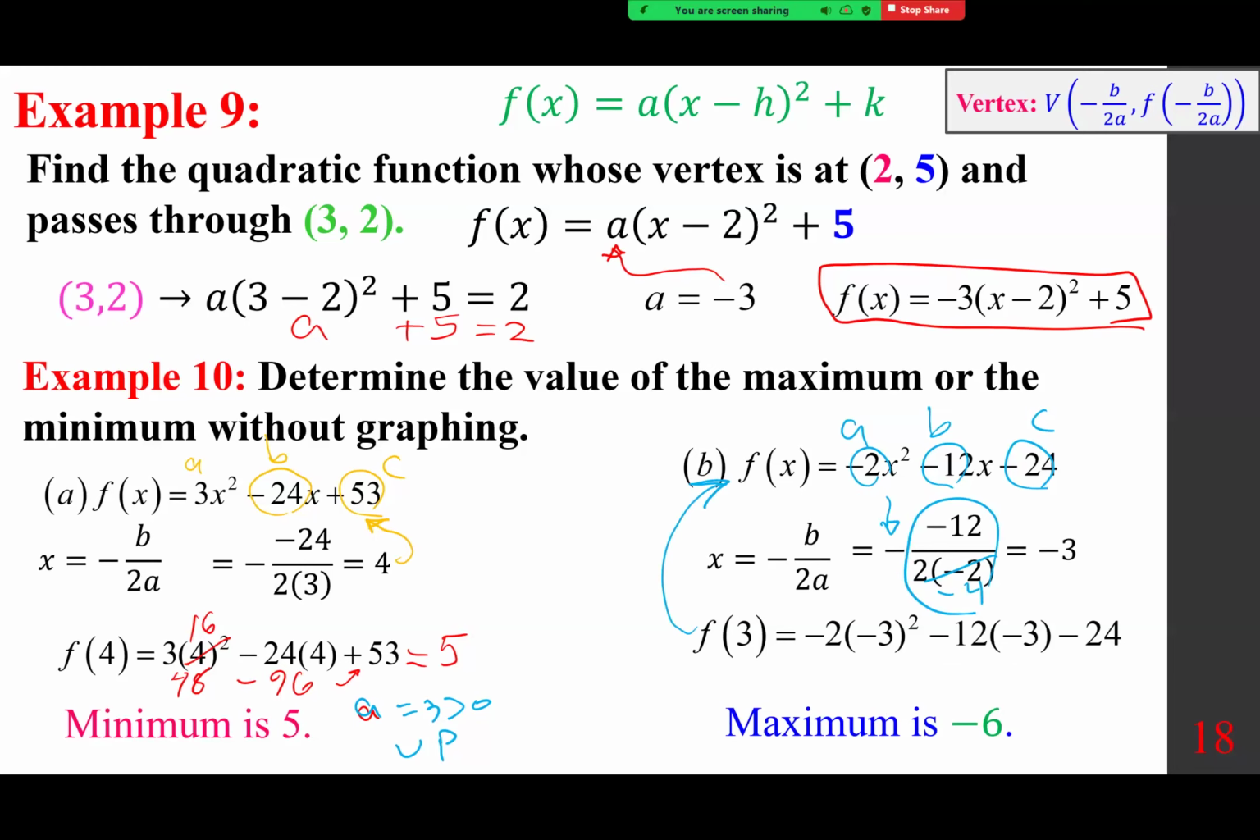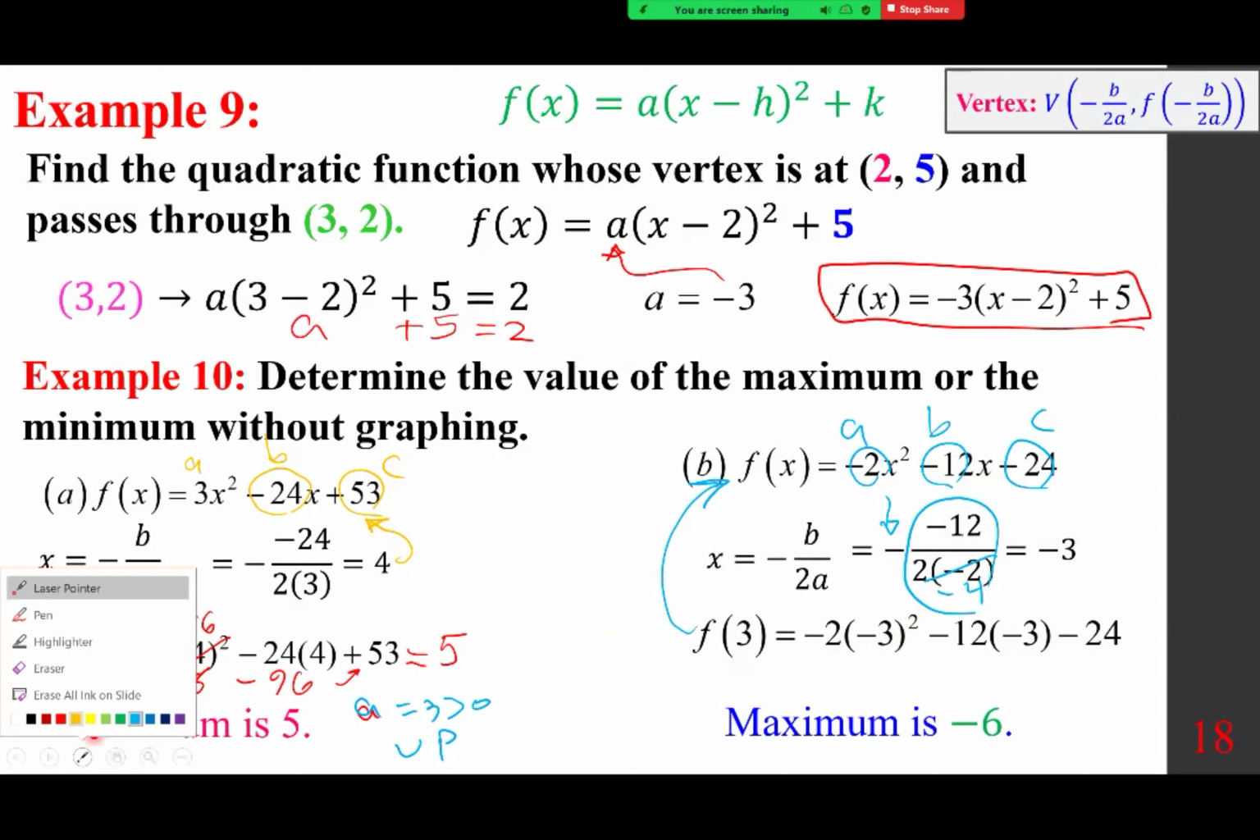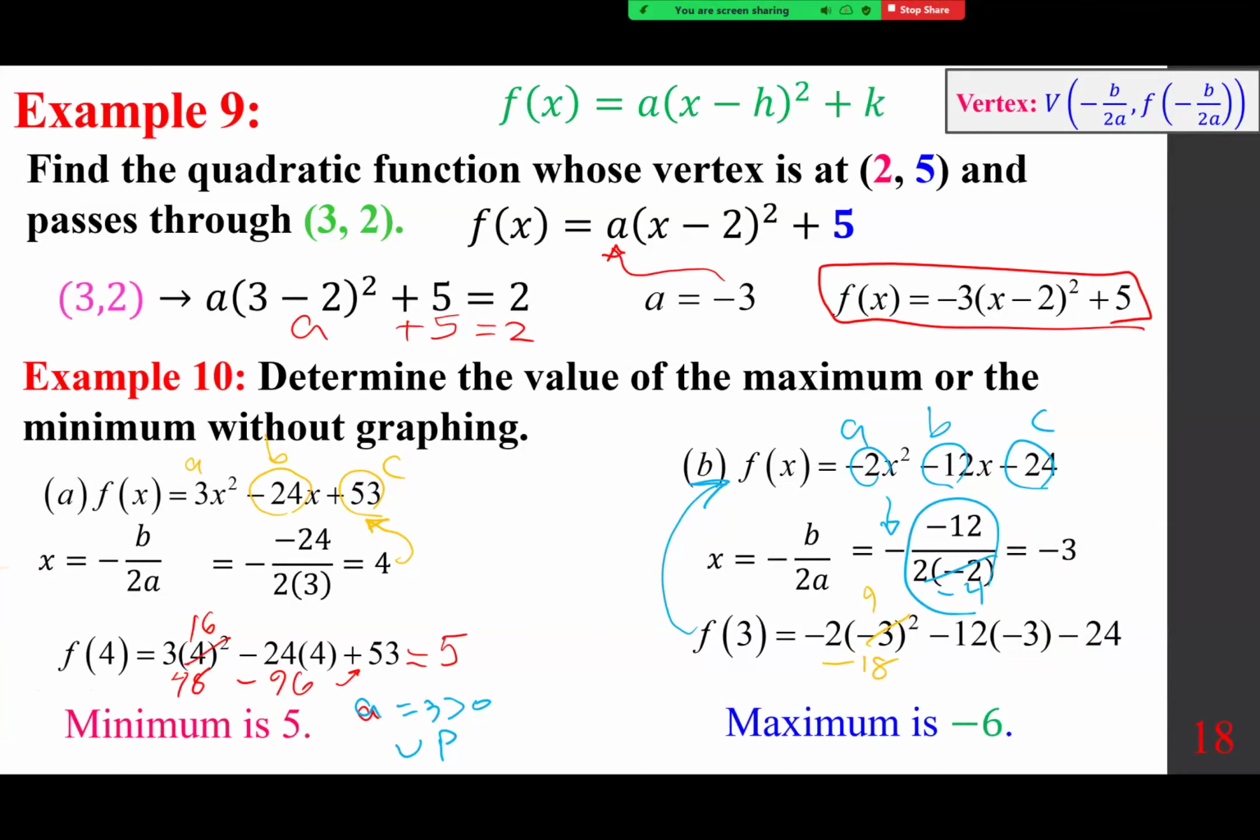So f of negative 3, we get minus 2 times negative 3 squared. This is the first one that we have to calculate, okay? Minus 12 times negative 3 minus 24. So we have 9, that's minus 18, plus 36 minus 24. And we get maximum is minus 6.